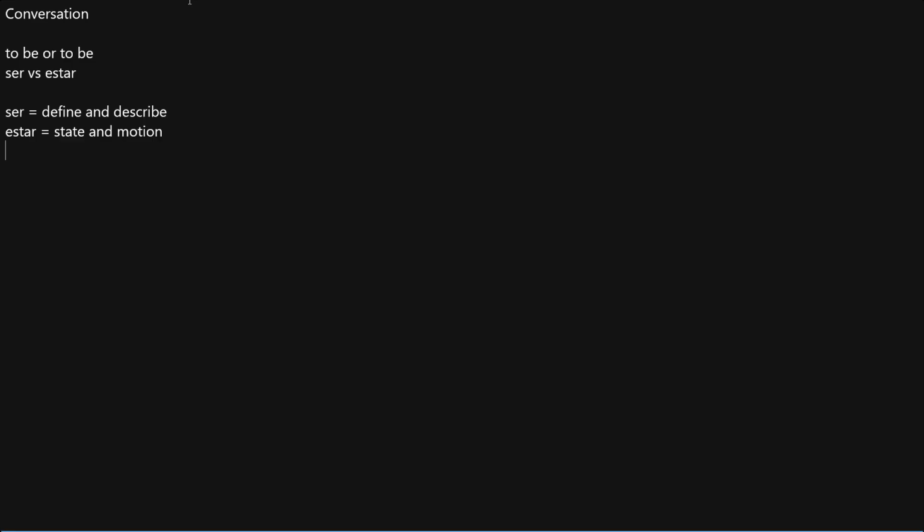So this is basically how I like to differentiate between the two of them. Ser: define and describe. And estar: state and motion. State and motion would be about physical location, or what this entity is doing, moving, standing, or resting, for example, right? Okay.